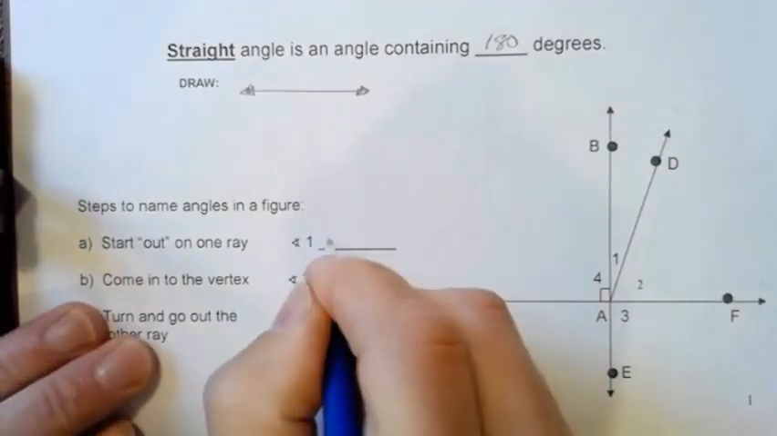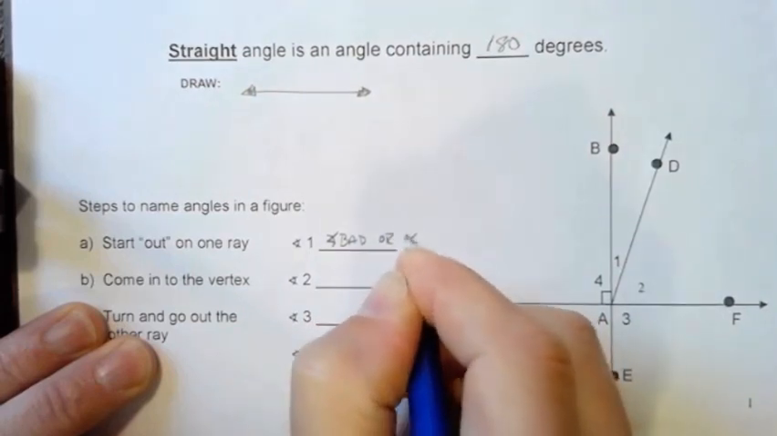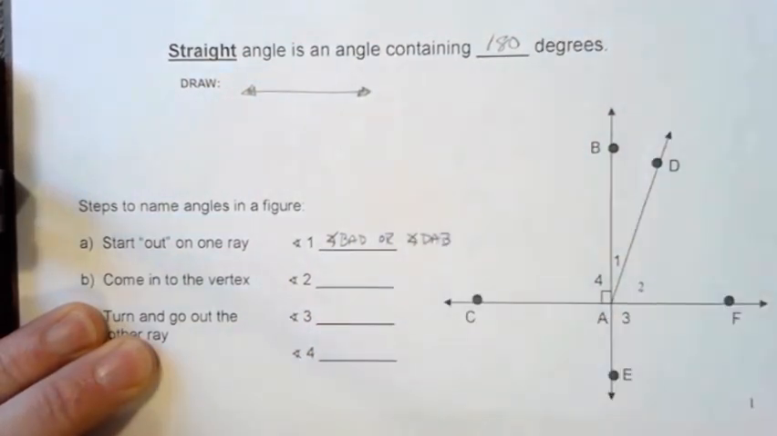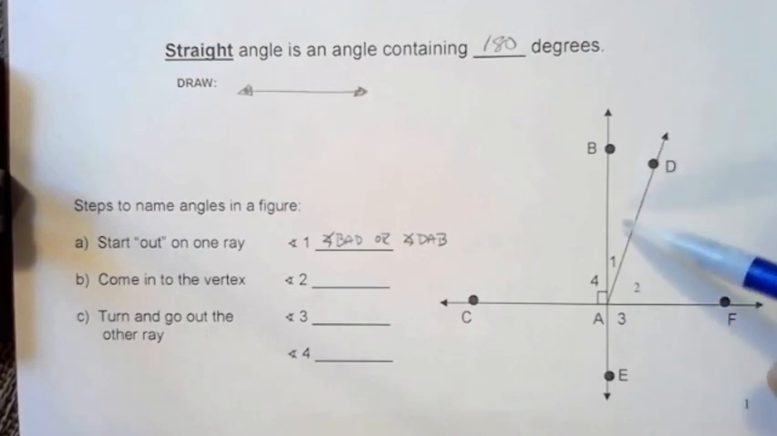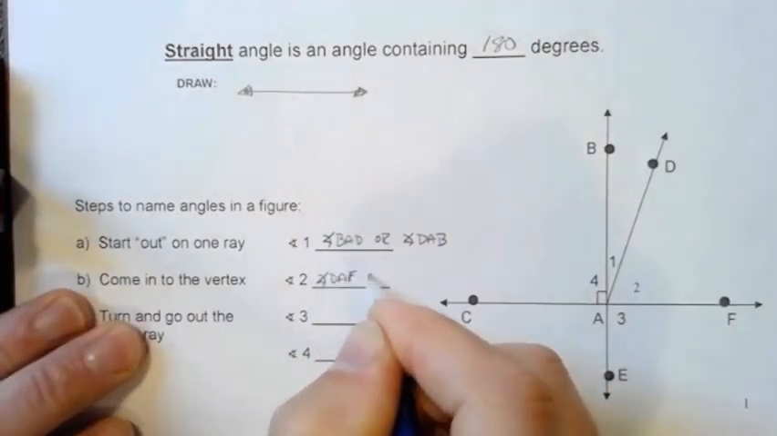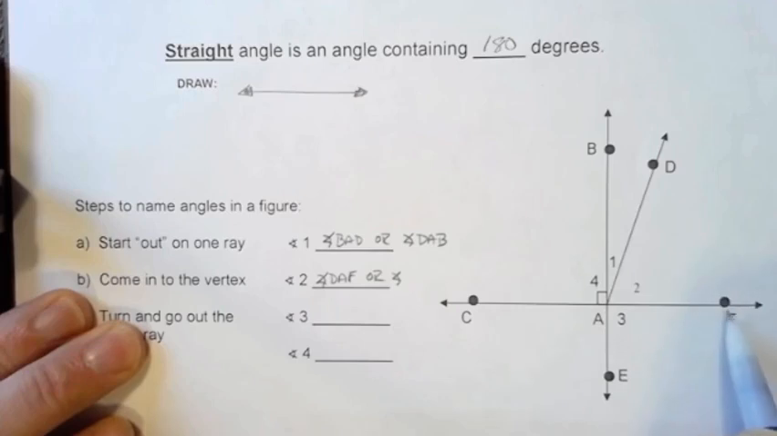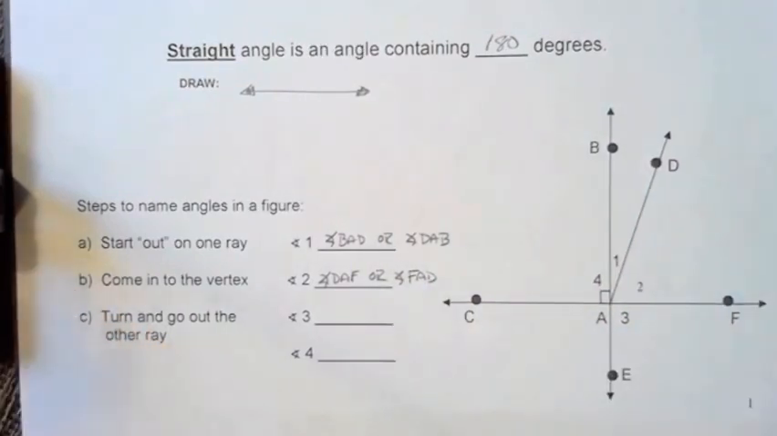Either one of those is an acceptable name for that angle: BAD or angle DAB. Angle number 2 right here is in between these two rays. So again, I'm going to start out as far as I can on one of them, angle D, A, and then out on the other one is F, angle DAF. Or if I started out on this one, angle FAD. Those are the two different names that I could give angle number 2.